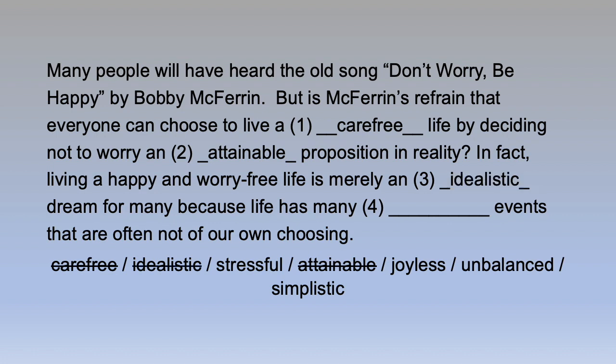In contrast to the word attainable in gap 2, we need the word idealistic in gap 3. Idealistic means that you have an idea of something that could happen, but it's more like a dream rather than a reality. Moving on then to gap 4, the correct answer here would be stressful. We can see the phrase not of our own choosing, so stressful makes the best sense in terms of how the word should be collocated here. Now that we have all of the gaps filled, you may like to pause again here to study the answer.